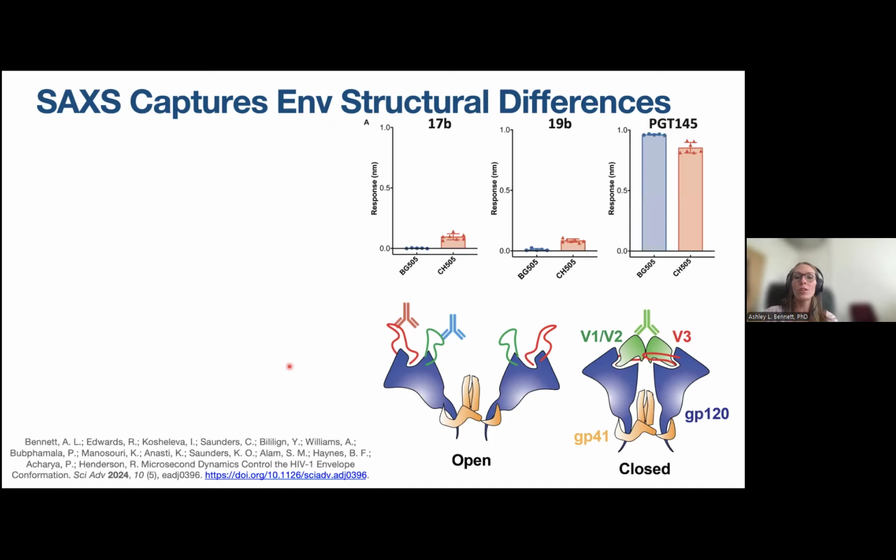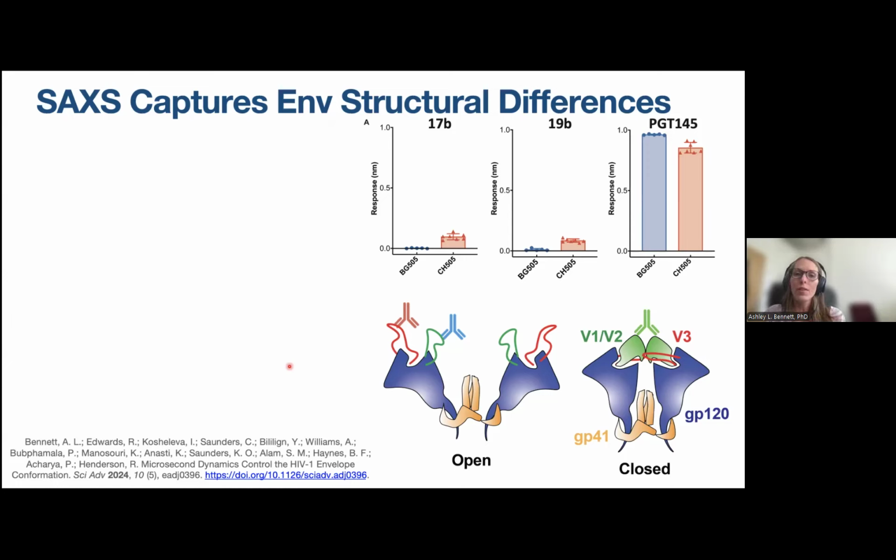So these panels here show the BLI binding response on the y-axis for BG505 in blue and CH505 variant ONV in red. And what we can see from these plots is that the CH505 envelope has a greater propensity to occupy the open state, as indicated by 17B binding on the left and 19B binding in the middle, and that it still has the proper fold, as it can still bind to PGT145 quite well.